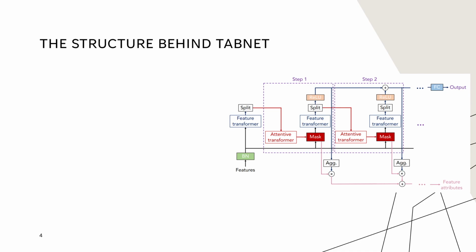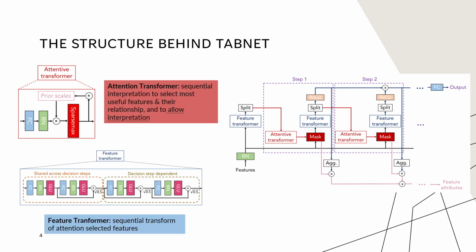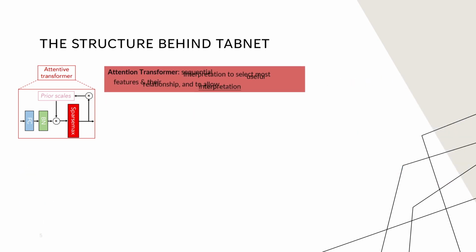This is done through the use of an attentive transformer, or attention layer, which uses a sequential interpretation to select the most useful features and their relationships, and to allow further interpretation of the model. These features are transformed using a feature transformer, which is also sequential, and transforms the attention-selected features into more useful features on each of the steps.